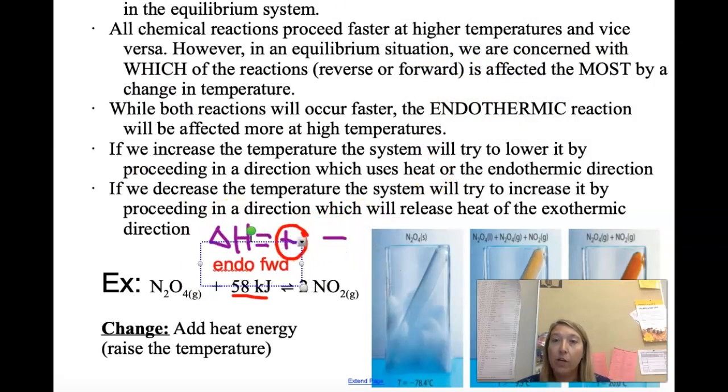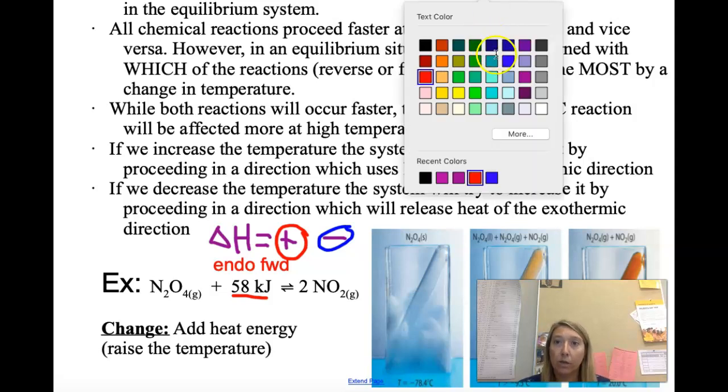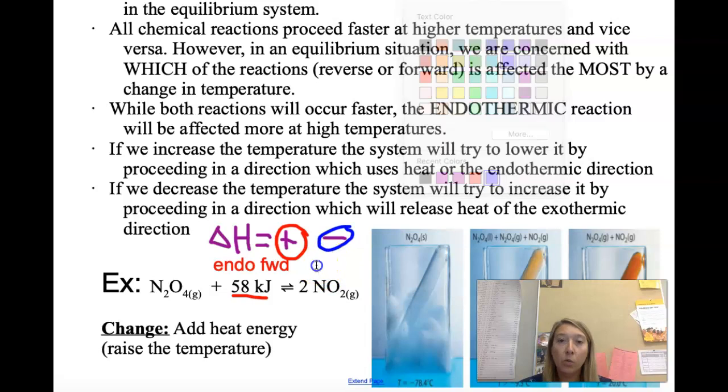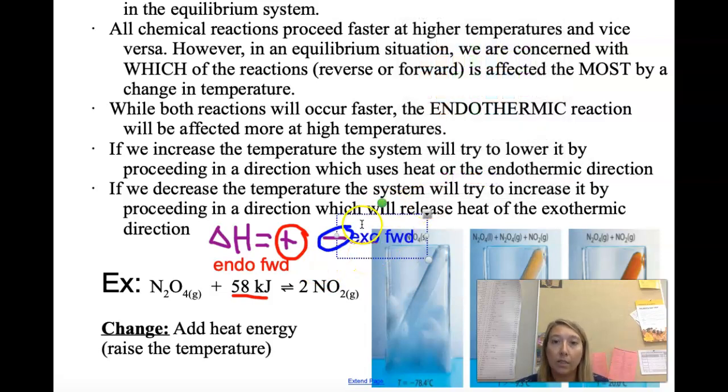If you find that that's not the case, though, and it is either negative or it's over on the product side, then that means it's exothermic in the forward direction. So where it's written, or what the sign is, is going to tell you what it is. Once I know whether it's exothermic or endothermic in the forward direction, then I can start making decisions as to which way it is going to shift.